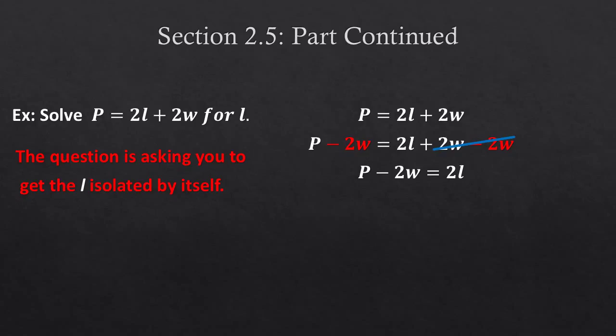Now, how do we finally get the L by itself? Divide both sides by 2. On the right-hand side, the 2's cancel out, leaving the L by itself, and P minus 2W over 2 is our result.